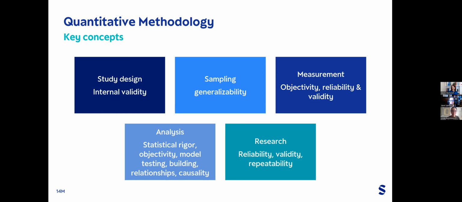Using measurements that are objective with strong psychometric properties of reliability and validity, and statistical analysis methods that are rigorous and objective, so that we can build and test models and test relationships and infer causal relationships. So the outcome of all this is quantitative research that is reliable and valid and repeatable and based on scientific principles.